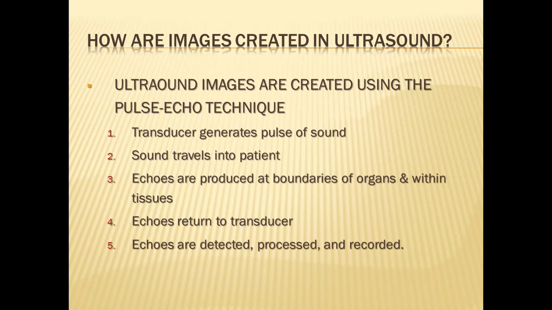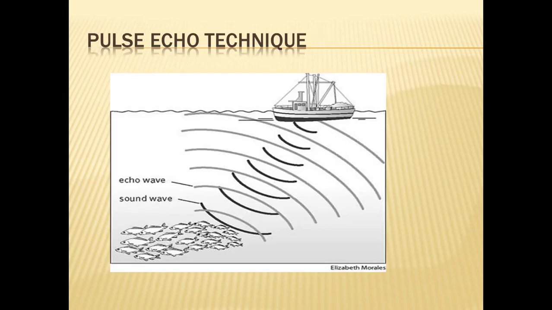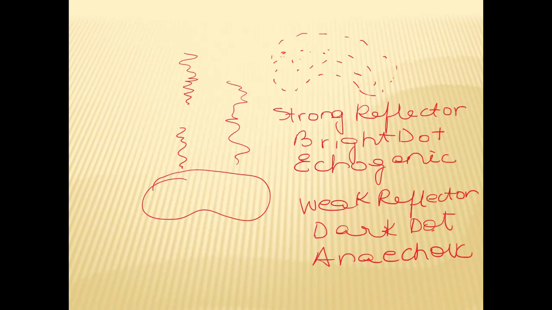How are images created in ultrasound? Ultrasound images are created using the pulse echo technique. When you put the transducer on the patient, it generates a pulse of sound. The sound travels into the patient. The echoes are produced at boundaries of organs and within tissues. Echoes return to the transducer, and the echoes are detected, processed, and recorded. Ultrasound is not only used for diagnostic purposes. They use ultrasound to determine the depth of oceans or find missing objects in oceans, and they have various rules.